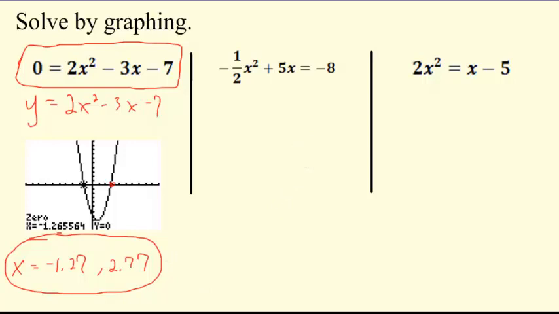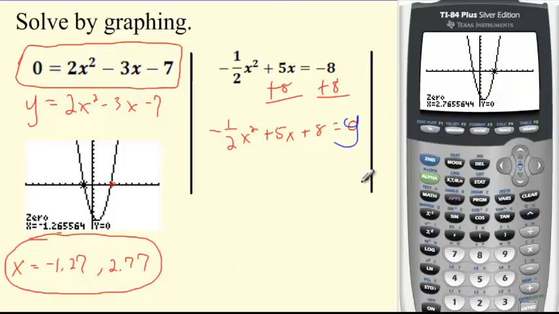How about the next one? Let's do the next one together. Can't do this until I solve it for 0. So remember, you got to set them equal to 0 first. So just like we did before, we're really looking at -1/2 x squared plus 5x plus 8 equals 0. And now that's my y equals. So really I'm saying, yeah, that's what y equals.